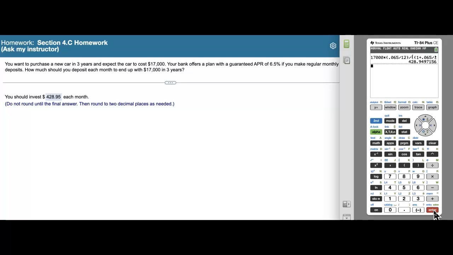So that's our final amount, $428.95 a month. I hope this has helped.